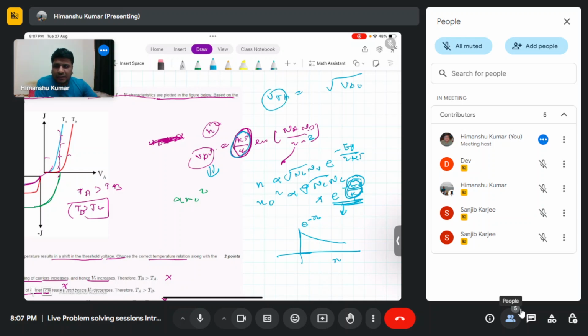So with increase in temperature, this curve has a threshold voltage at this point, and this curve has a threshold voltage at this point. So whichever has the smaller threshold voltage will have the larger temperature. Does that answer your query?